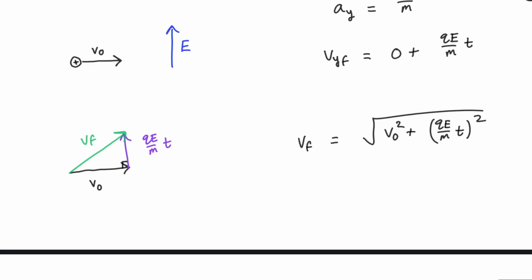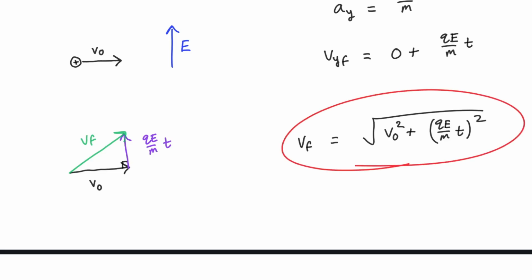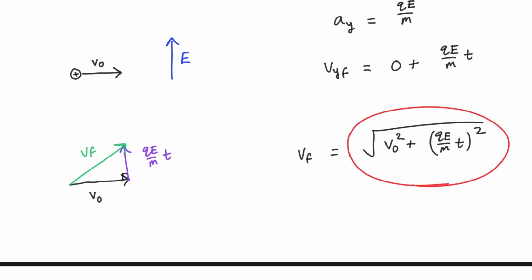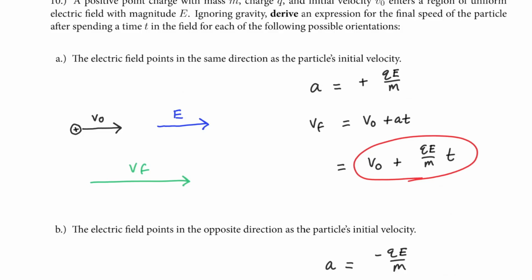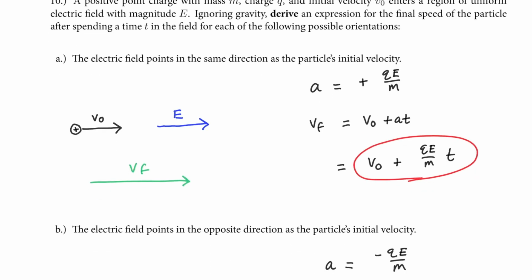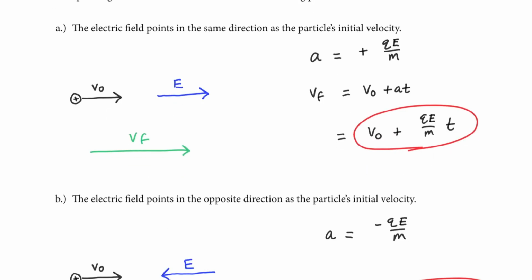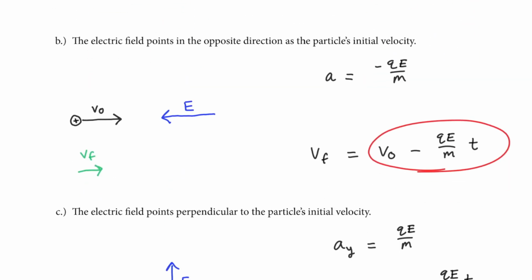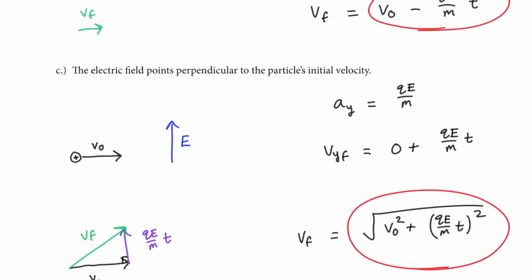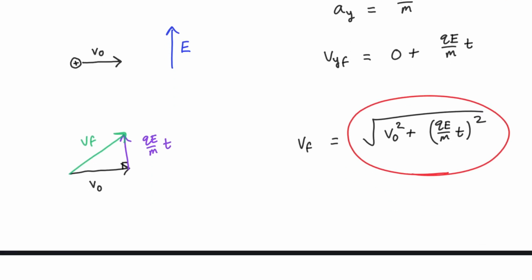So rather tricky, but I thought this was an insightful example because we can see exactly what the field is doing in each of these cases. So again, in the first case, it's just pure addition because you go with the field. In the second case, it's pure subtraction because you go against the field. And in the third case, it is still addition, but it's in a different dimension. So the addition occurs, but it has to be a Pythagorean theorem situation.